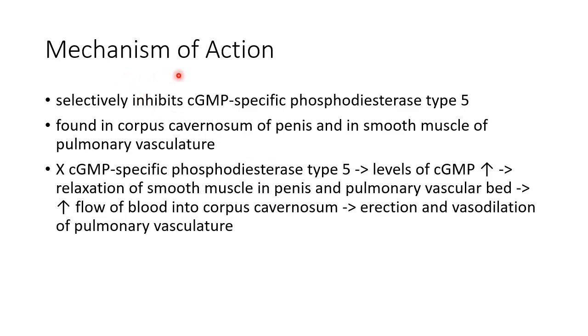And let us see about the mechanism of action of sildenafil. Sildenafil selectively inhibits cyclic GMP specific phosphodiesterase type 5. This is found in corpus cavernosum of penis and in smooth muscle of pulmonary vasculature. By inhibiting cyclic GMP specific phosphodiesterase type 5, the levels of cyclic GMP are elevated, which leads to relaxation of smooth muscle in penis and pulmonary vascular bed. This leads to increased blood flow into corpus cavernosum, leading to erection and also vasodilation of pulmonary vasculature.